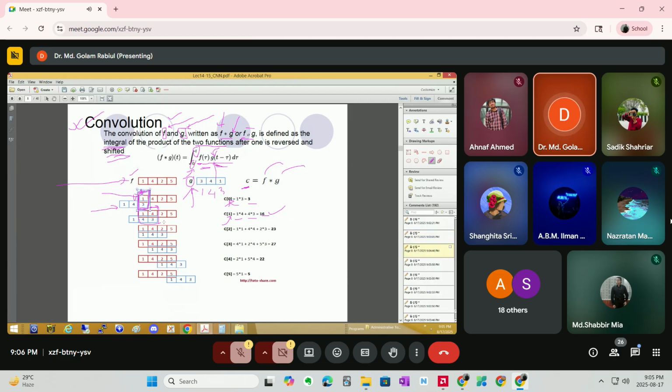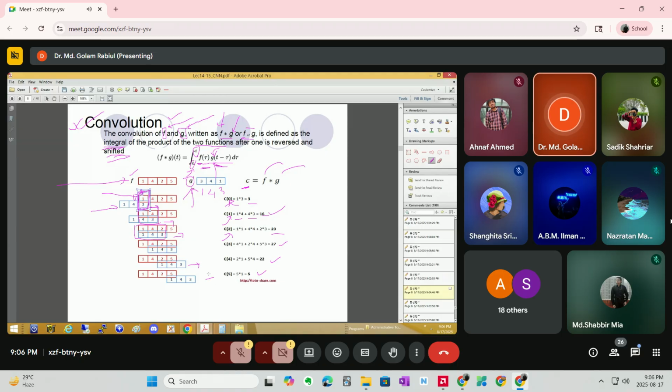And then again we have to shift. We have shifted another bit, and now 3 is in common. 1 times 1, 4 times 4, 2 times 3. This is 23. This is the value we will get after convolution. And then again we have to shift. Then we will get 4 times 1, 2 times 4, and 5 times 3, and this is 27. And then again we have to shift. So here is 2 times 1 and 5 times 4, and 5 times 3, this is 22. And again we have to shift. After shifting, we will get 5 times 1.